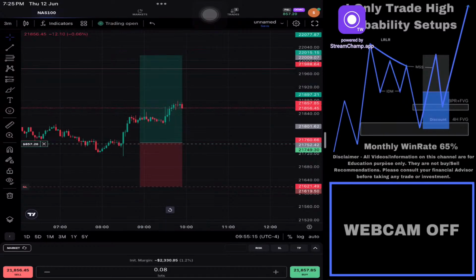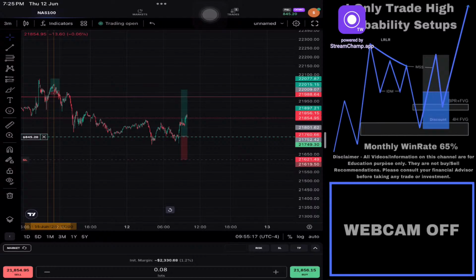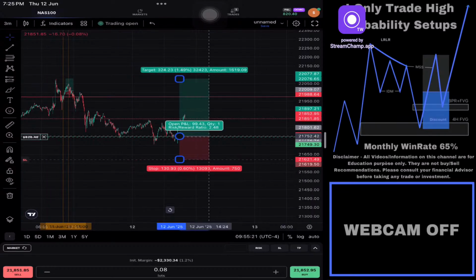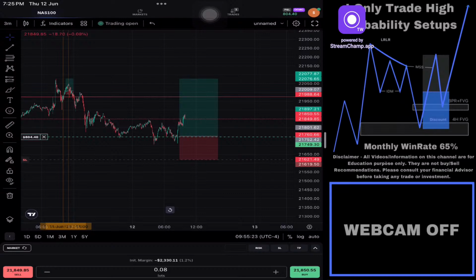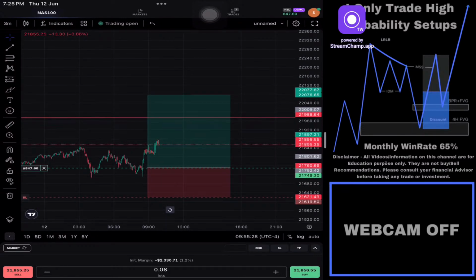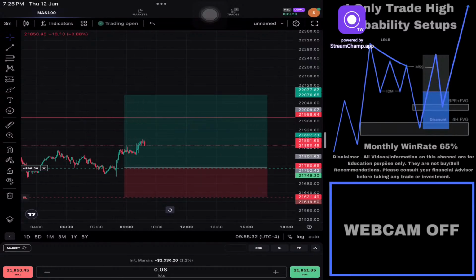This is the highest point of the market. This is my 1:2.5. So currently I am profiting $800. I will make one more position in the New York session.